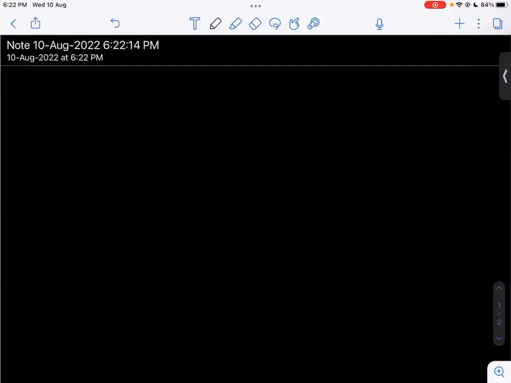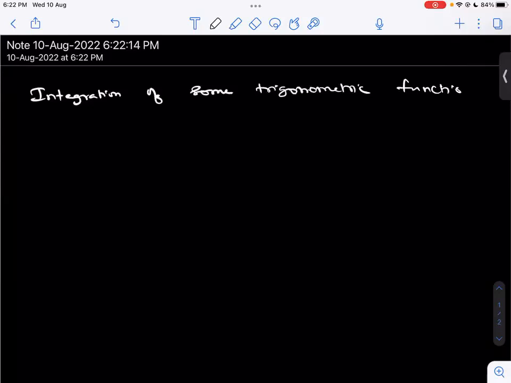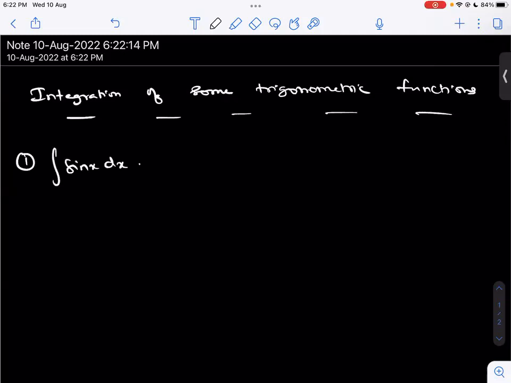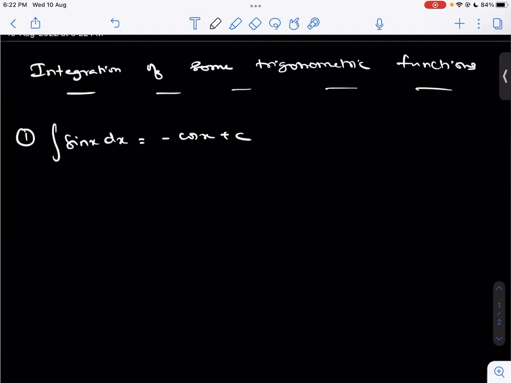So write down the heading as integration of some trigonometric functions. Okay. First is integral of sin x dx is how much? Minus cos x plus c.